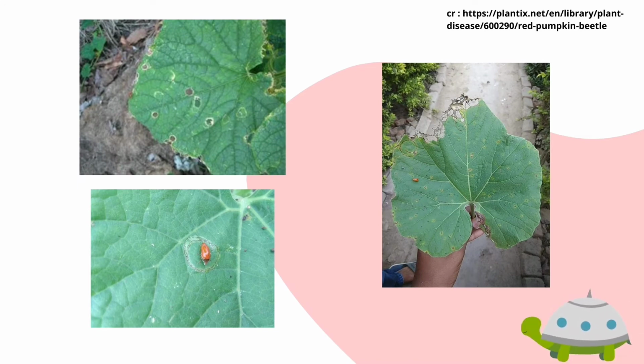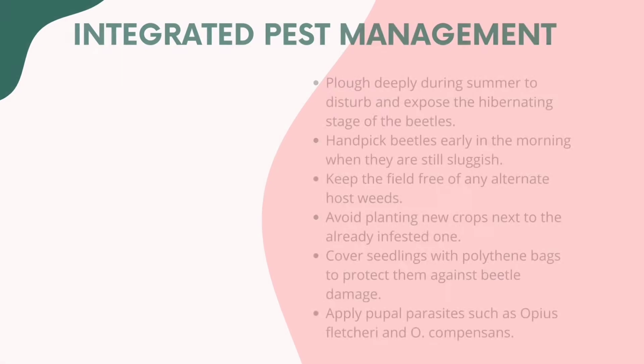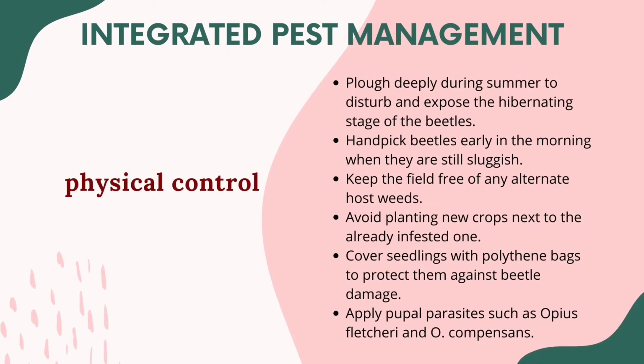But of course, we can control this pest insect by using a few ways. The first one is physical control. We can plow the soil deeply during summer to disturb and expose the hibernating stage of the beetles. Then, we can also handpick beetles early in the morning when they are still sluggish. We also must keep the field free from any alternate host weeds and avoid planting new crops next to the already infested ones. Then we should cover seedlings with polythene bags to protect them against beetle damage.